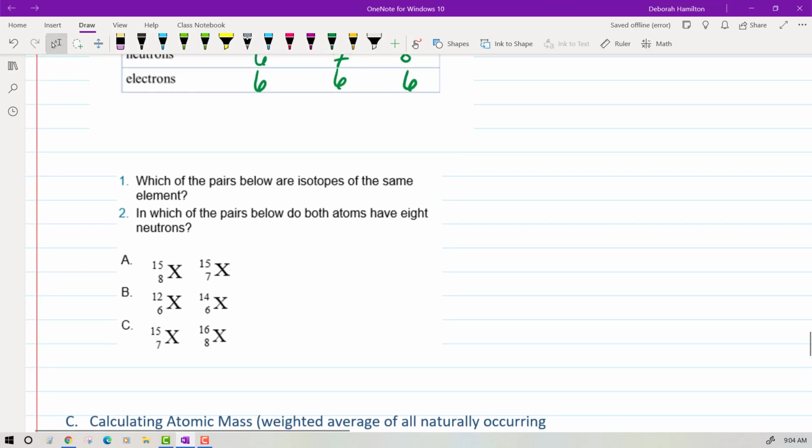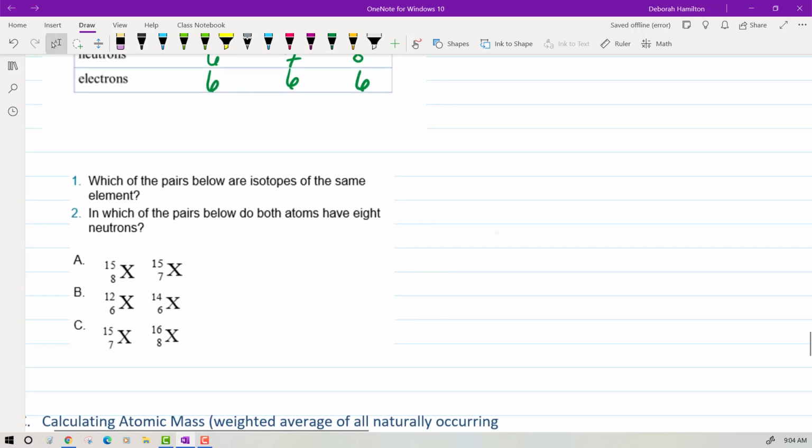All right, now here's one that is going to take a little bit more thinking to do, but you can do it. Which pairs of isotopes are the same element? All right, so if you think about what we just talked about. All right, did you say B? All right, why is B the same element? Because it has the same numbers of protons.